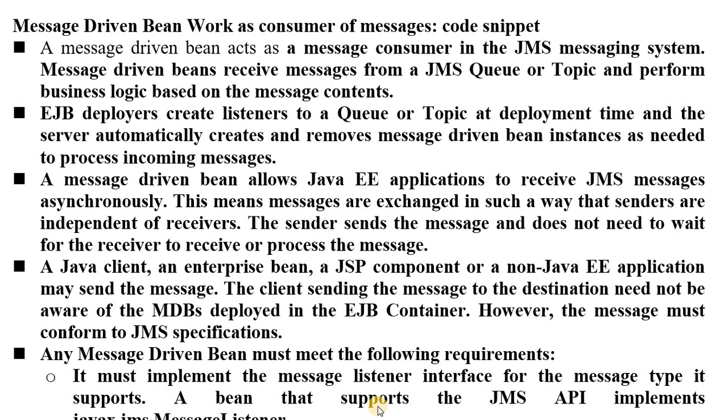Now, as I already told you, a message driven bean acts as a message consumer in the JMS messaging system. It will receive messages from either the JMS queue or the topic, and it will act on the message. EJB deployers will create listeners to this queue or topic at deployment time. And it is the server's responsibility to automatically create or remove the message driven bean instances, depending upon the volume of incoming messages. These messages are received asynchronously.